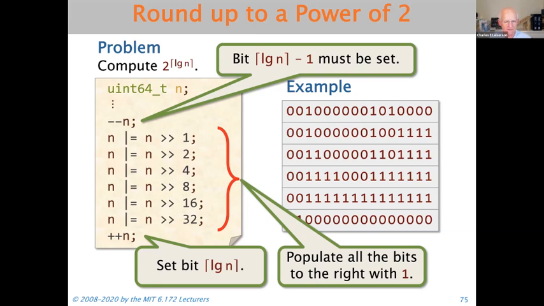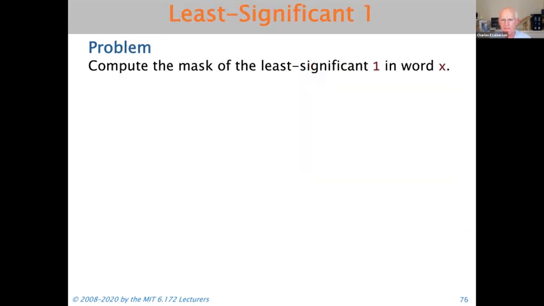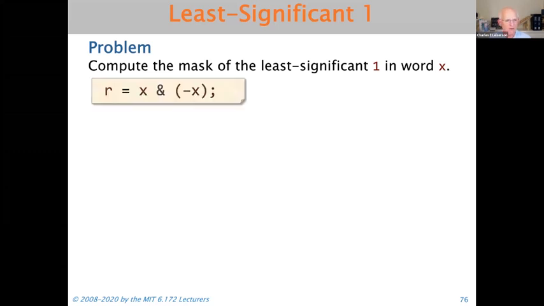Okay, once again, some of these you're going to have to sit down and study. Okay, here's one of my favorite bit hacks. Compute the mask of the least significant 1 in a word. And this is really easy. You just take x and you AND it with minus x. This is really weird because you're doing logical operators on a negative number. I mean, it's just plain weird, okay? But it's really simple.